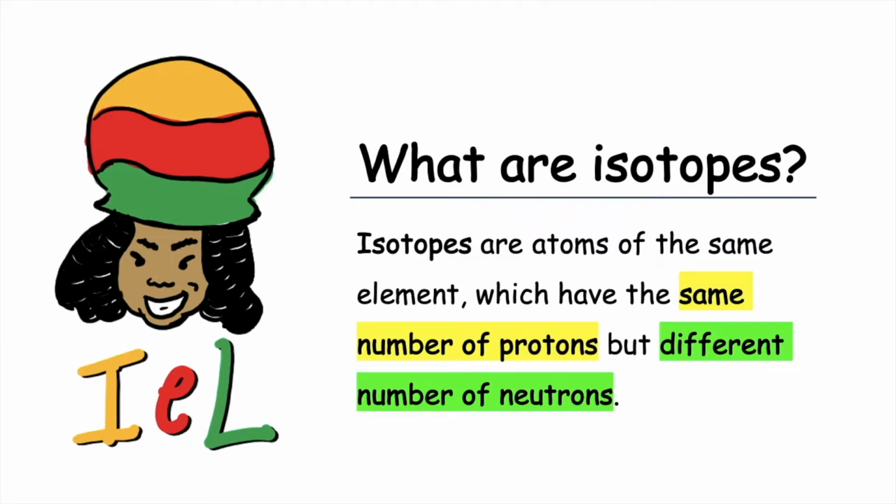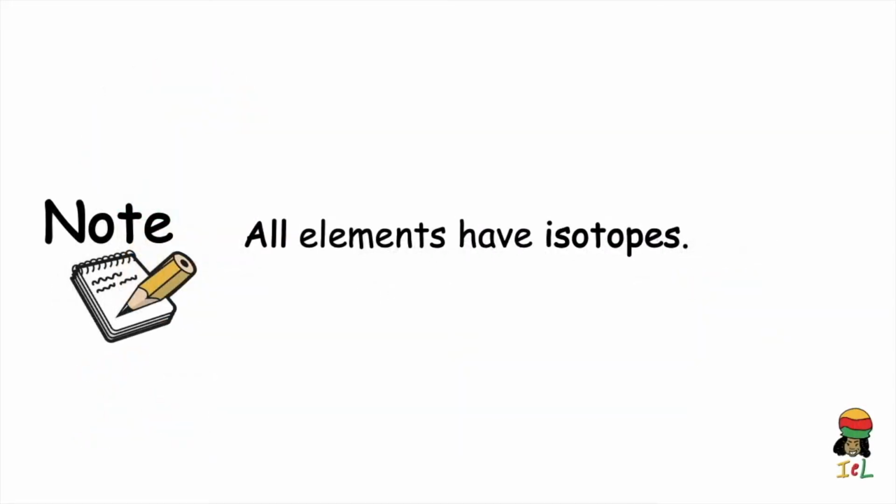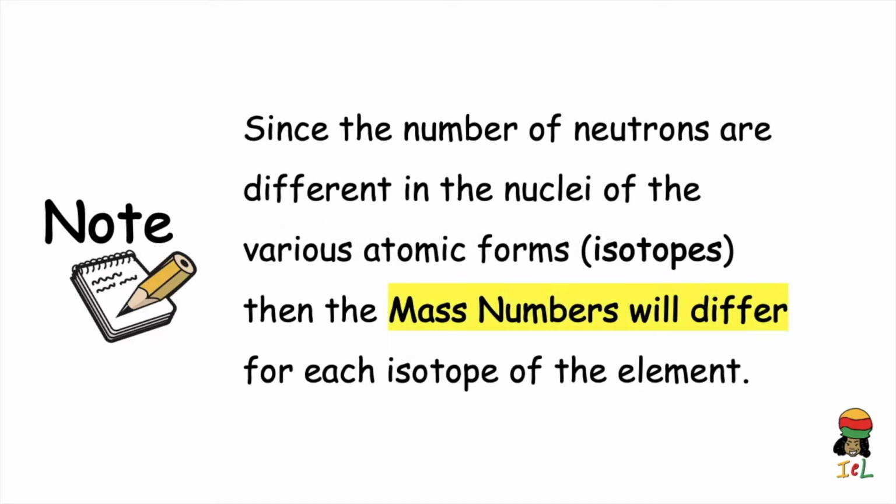Now, there are three important things we want to keep in mind. 1. All elements have isotopes or different atomic forms. 2. Since the number of neutrons varies in the nuclei of the different isotopes of an element, the mass number will be different for each isotope of the element. Remember, the mass number is the sum of the number of protons and neutrons found in the nucleus of the atom. Therefore, since the number of protons is the same for all the isotopes, but the number of neutrons differs, this will result in the isotopes all having different mass numbers.